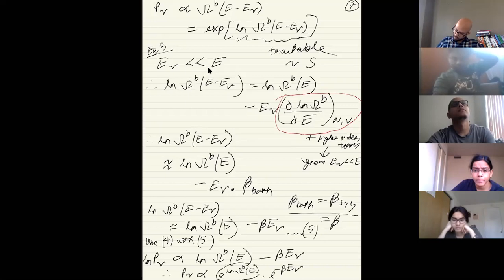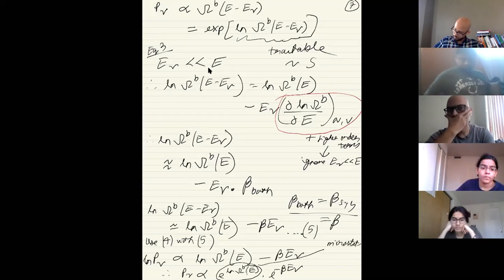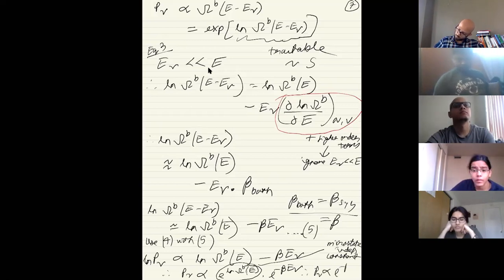This is a constant. There is no nu over here. This is the total energy of the system plus bath. This has nothing to do with the microstate, right? This is a microstate independent constant. Therefore, P nu is proportional to e to the power minus beta E nu. And we have just derived the probability for the canonical ensemble.